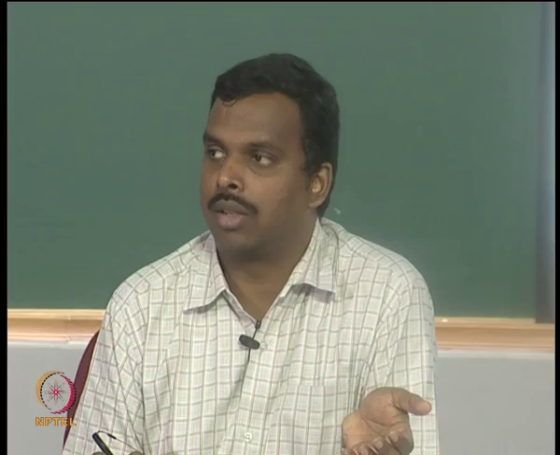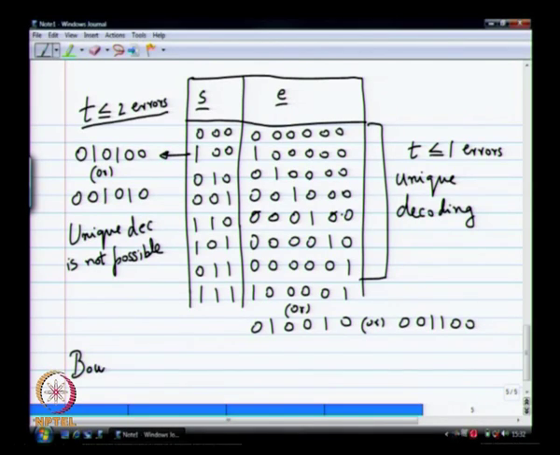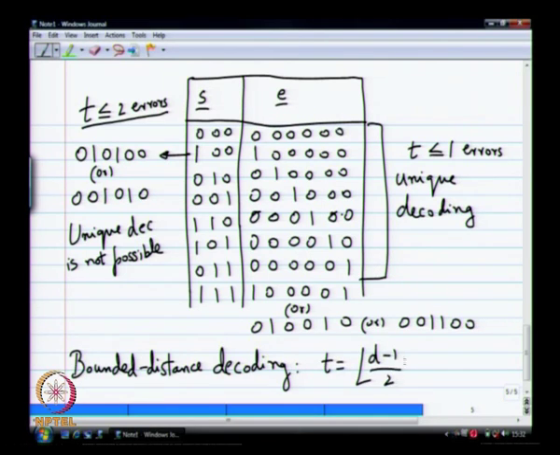So hopefully you appreciate the subtle point here. t equal to 2 should not be correctable by bounded distance decoding. It will never work. But t equals 1 you can correct with bounded distance decoding in this code. So in general, if you do bounded distance decoding, t equals (d minus 1) by 2 errors are correctable. So that is where the error correcting capability comes in.